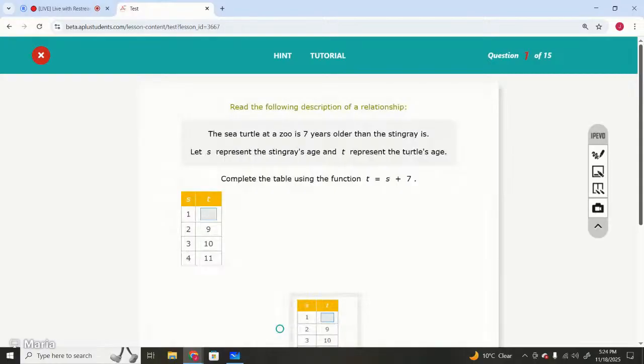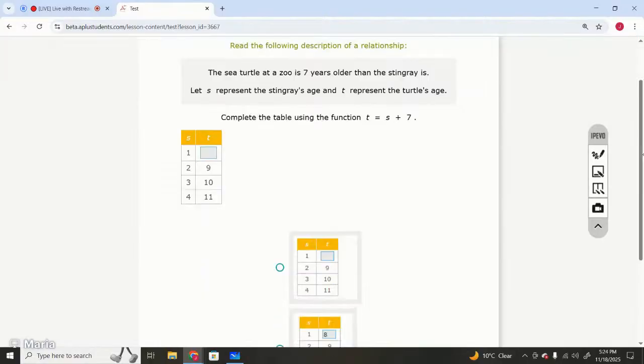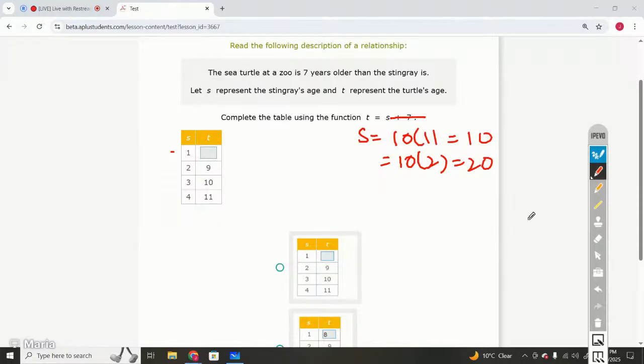The sea turtle at a zoo is 7 years older than the stingray is. Let S represent the stingray's age and T represent the turtle's age. Complete the table using the function T equals S plus 7.